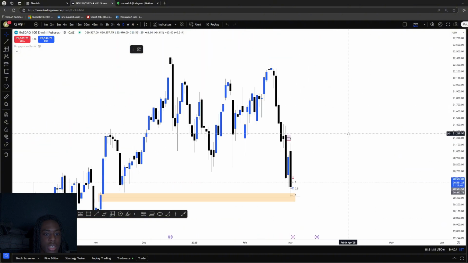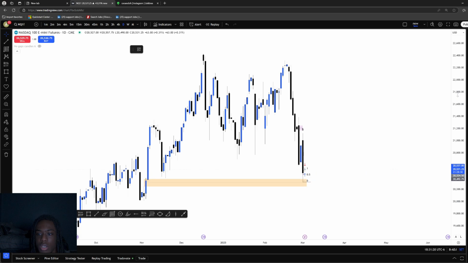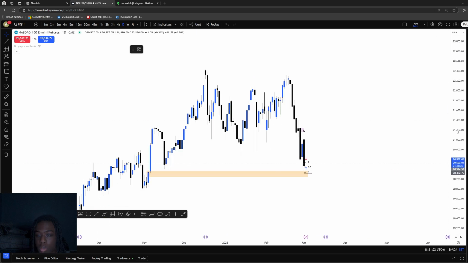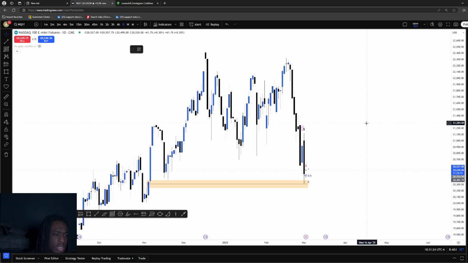I like to go to the daily because it gives me an understanding of where I anticipate price to go during the London or New York opening. So it gives me a direction of where price can go, right? So first thing first, I like to mark out my higher time frame POIs.